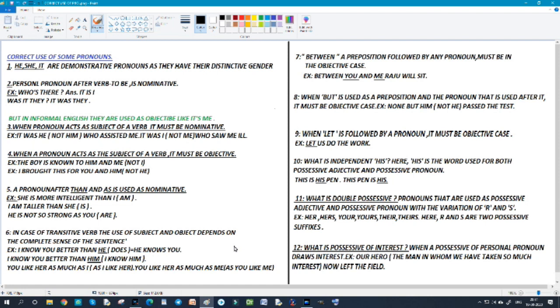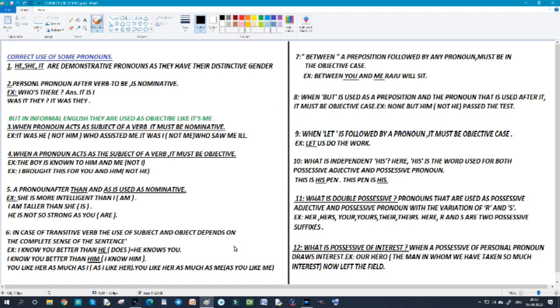He, she, it are demonstrative pronouns, as they have their distinctive gender, which other personal pronouns do not have. Next, a personal pronoun after the verb to be is nominative. Example: who is there? Answer: it is I. Was it they? It was they. A personal pronoun after the verb to be is nominative. So nominative is what? They.